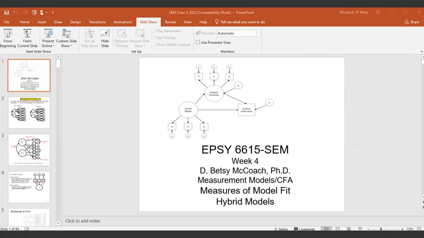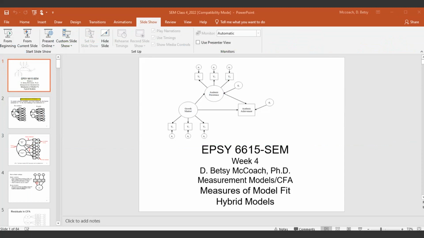I mean, they're paths, right? But they're often in measurement models called pattern coefficients. They're also sometimes called factor loadings. That's a colloquial term for the pattern coefficient. Some people don't like that term because it has a little bit of an ambiguous meaning, but I think it's probably the most common thing that people use.